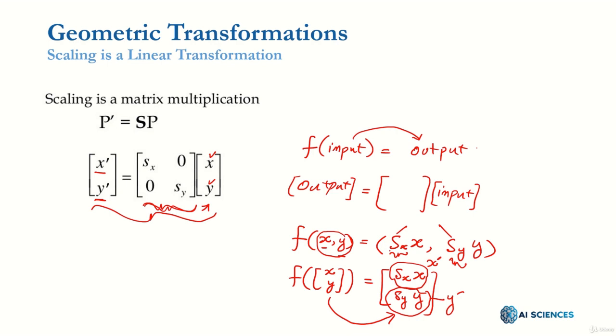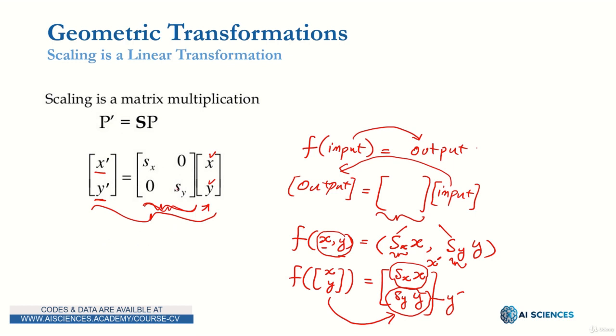Because the mapping from input to output is achievable by a matrix multiplication, and the matrix does not contain any variable x or y inside, this transformation is linear. So scaling is a linear transform, and it's handy to implement scaling, or any linear transformation, through matrix multiplication.